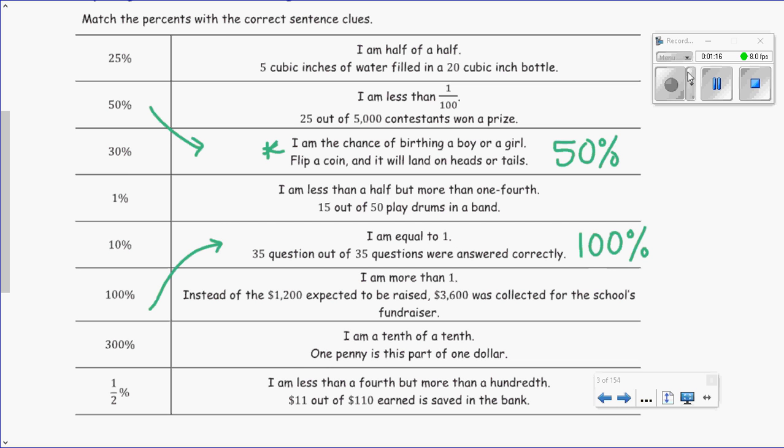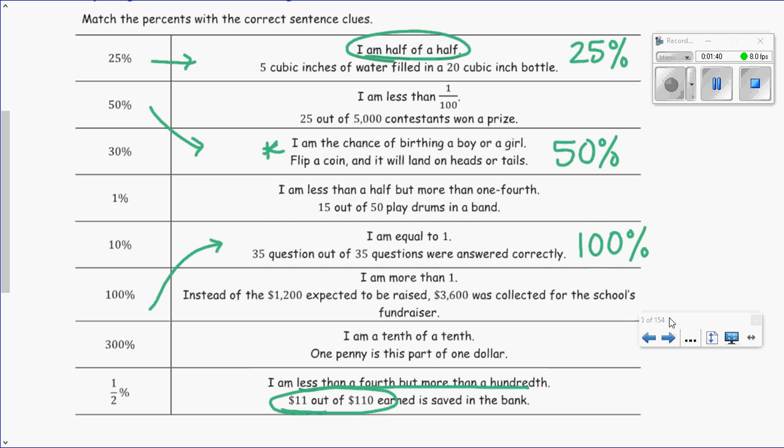Okay, the next one I would like to do is 25% because I know that's half of 50% and that's half of half. So this one is actually 25%. Okay, I know that 10% is 1/10, and that's down here. I'm less than a fourth, but more than 100th. The part that helps me know it's exactly 10% is 11 out of 110. Okay, see, 11 out of 110 is 1/10, and that's 10%.